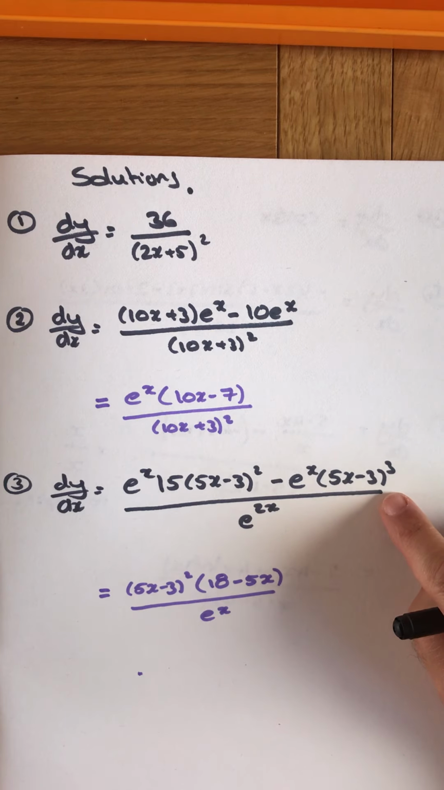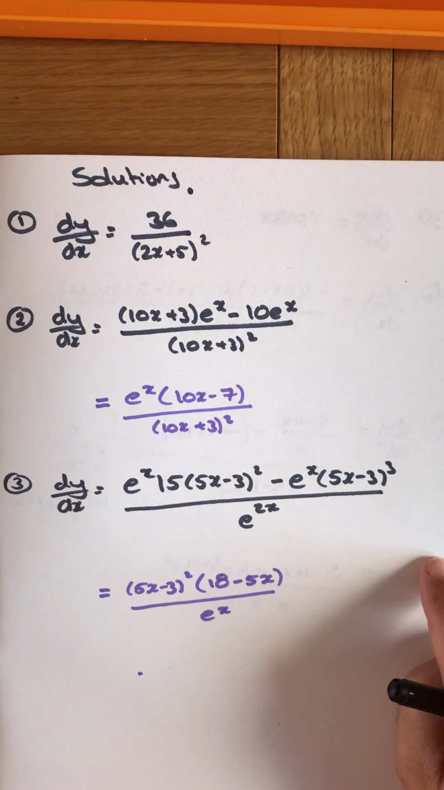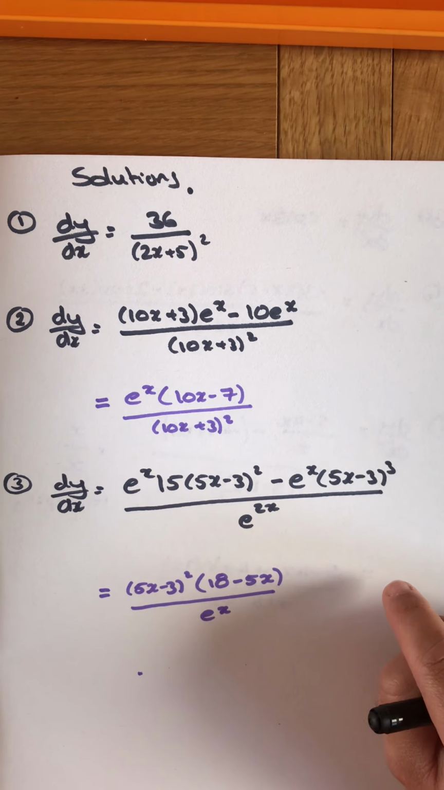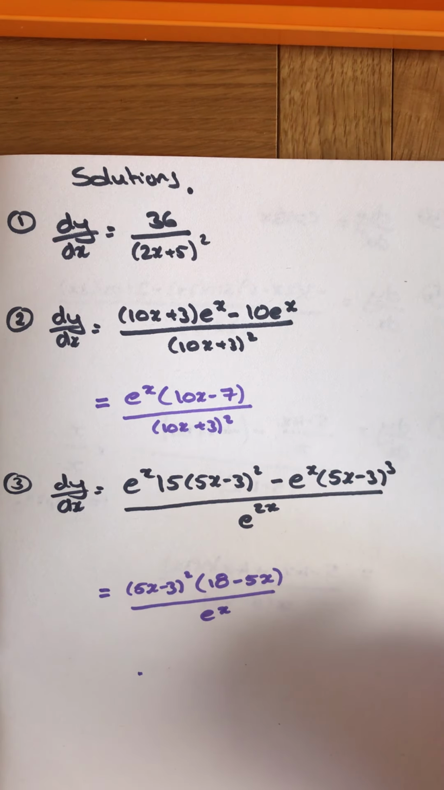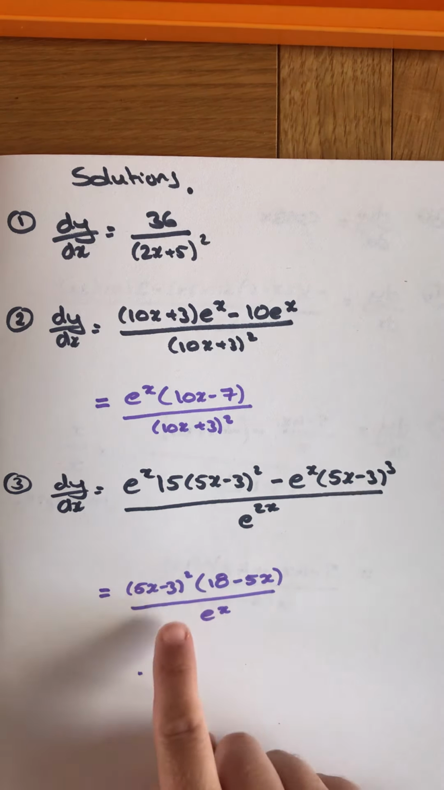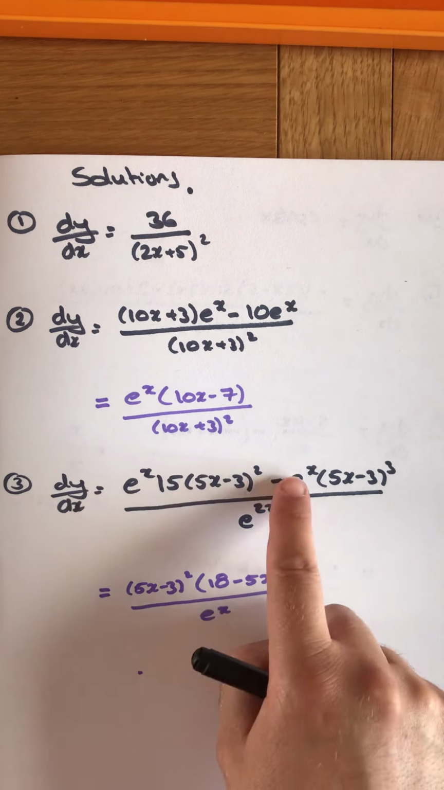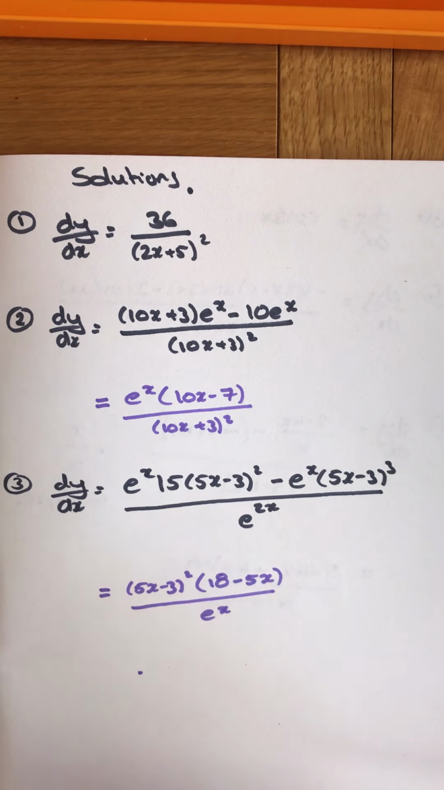Same again with question 3. This is probably how you wrote it. Maybe some of these things you might have written in a different order. But by the time you factorise out, there's an e to the x as a common factor. There's also a bracket squared as a common factor on the top to take out. This is what you should get. And there's the common factor of 5x minus 3 squared. The e to the x's that get taken out cancel out with one of them down here because that was e to the x all squared.